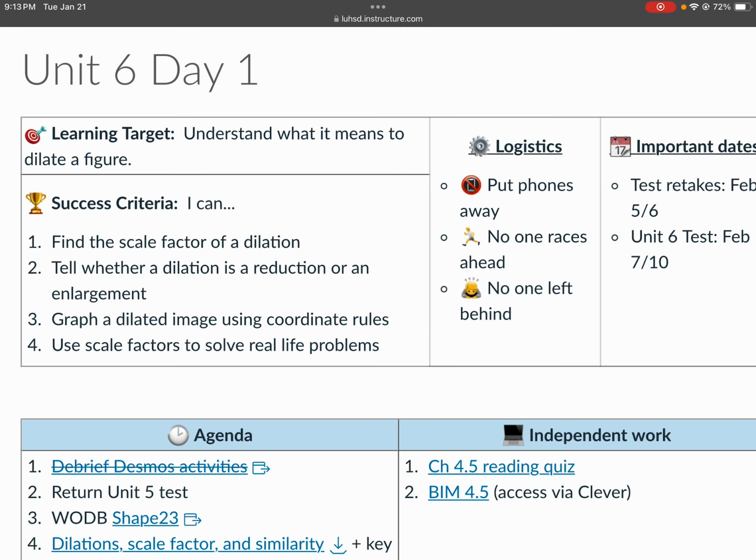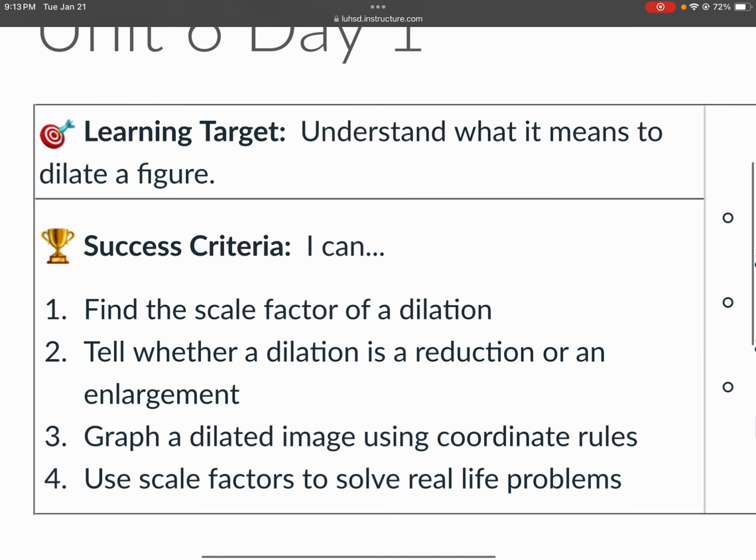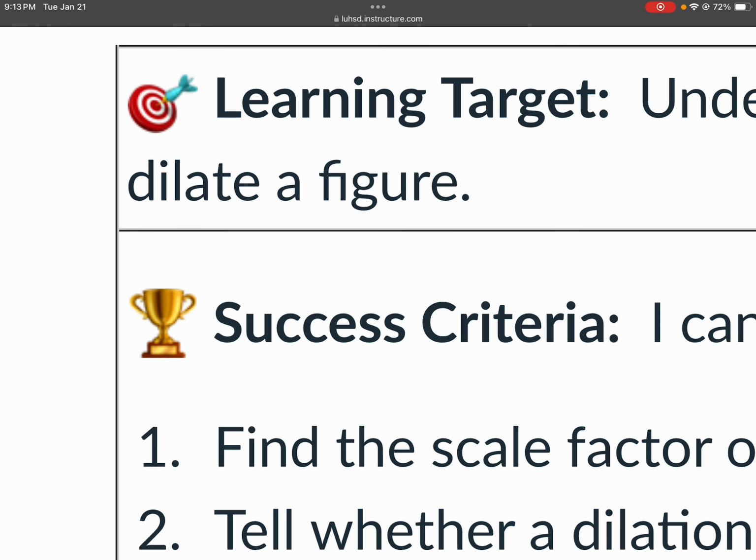All right, so what are we going to learn today? We're going to figure out what it means to dilate a figure. Okay, now the word dilate you might have heard in your everyday language. If you've gone to have an eye exam recently, usually they'll put some drops in your eye that will dilate your pupils. That makes it easier for them to take measurements. So dilate means to enlarge something.